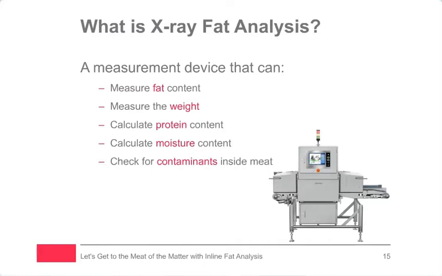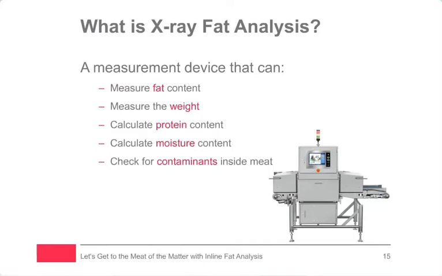Fat analysis machines are indeed measurement devices that can measure the fat content of meat. They can measure the weight of the meat. They can also calculate what the protein and the moisture content of the meat that passes through it is. And at the same time, check to see if there are any contaminants in that meat that could be harmful for either consumption, for consumers, or could potentially damage machinery further down the production line.